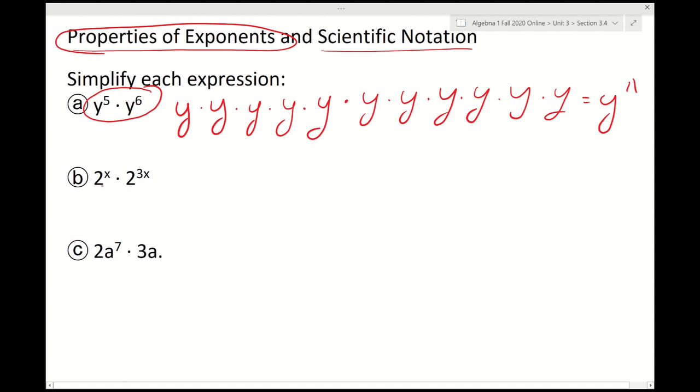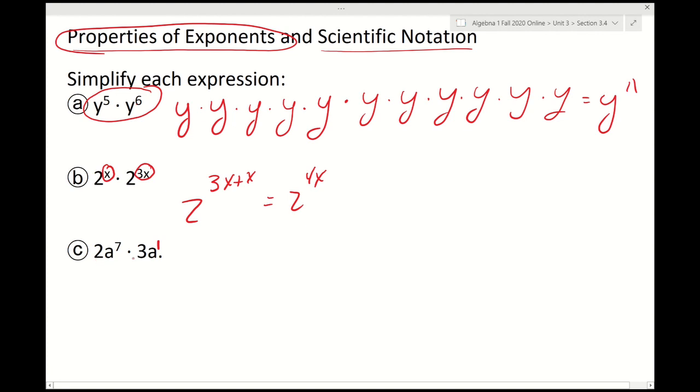If we have 2 to the x and 2 to the 3x, well, we don't know what x is, we can still use the same idea and add the exponents and get 2 to the 3x plus x, which is the same thing as 3 plus 1, which is 2 to the 4x.